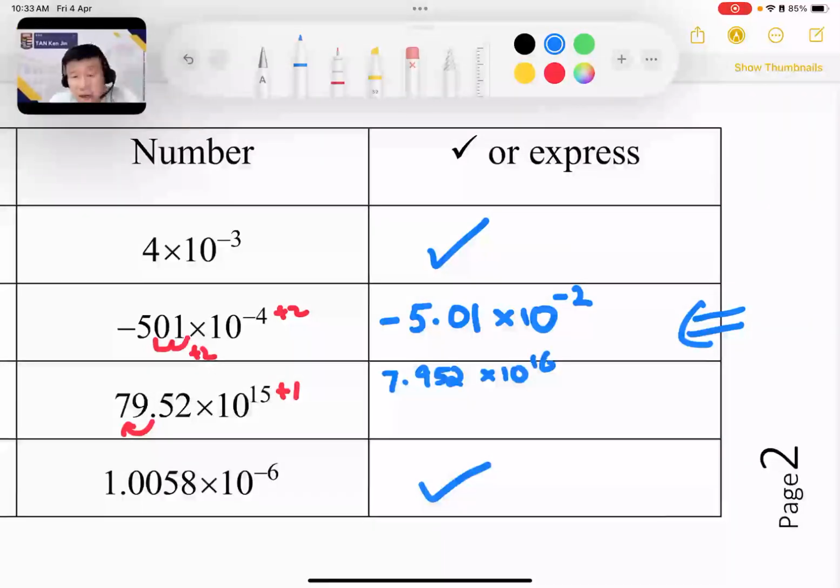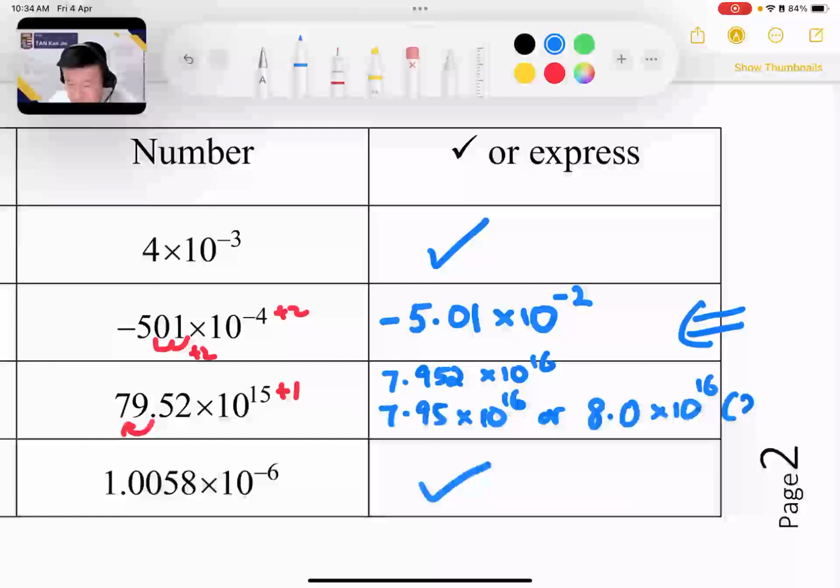Again, if they don't say anything and this number is exact, then go ahead and leave it as that. If they specifically ask for 3 sig fig or 2 sig fig, then it would be 7.95 times 10 to the power of 16. That is 3 sig fig. If it's 2 sig figs, then it will become 8, not just 8, 8.0, all right? Because I'm rounding the 9 up, so it becomes 8.0 times 10 to the power of 16. So this is 2SF.